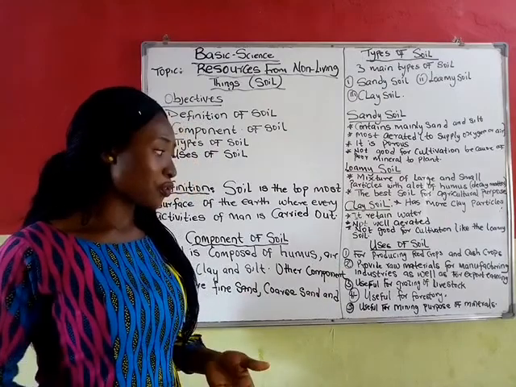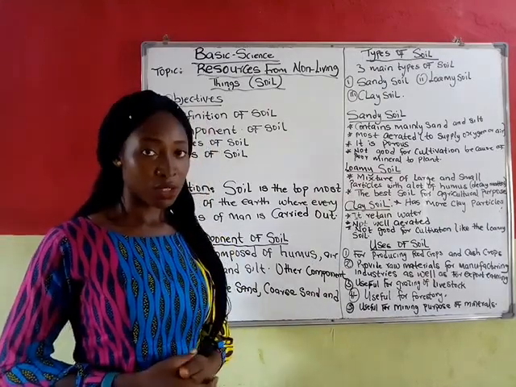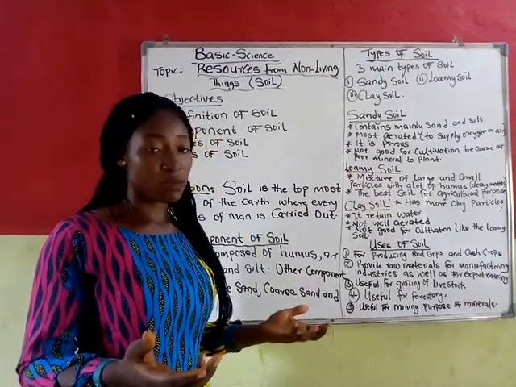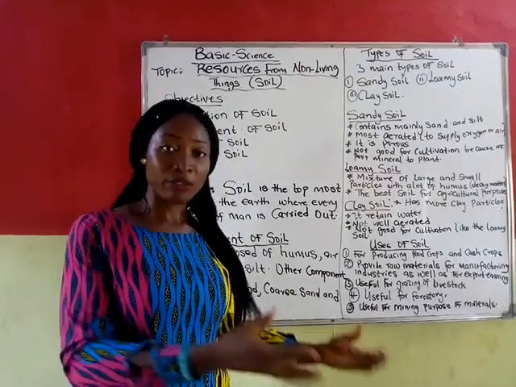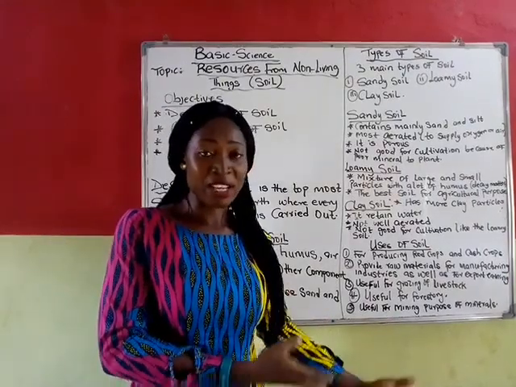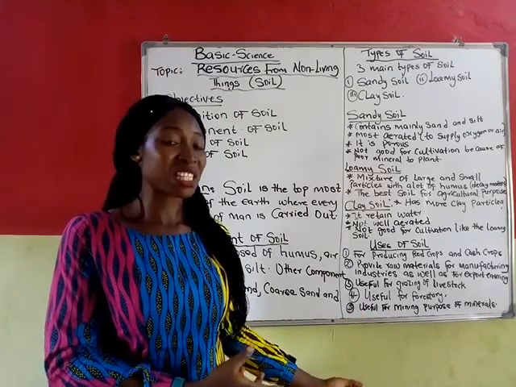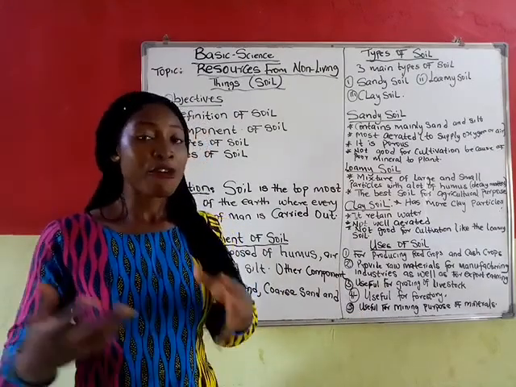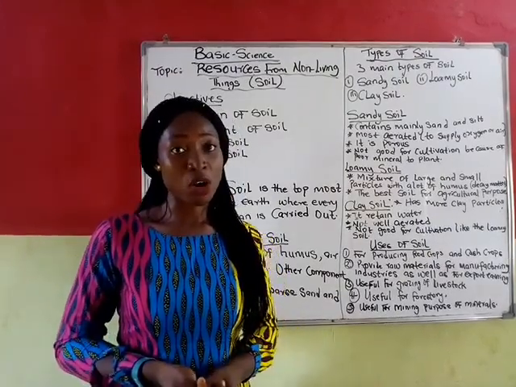Soil is also useful because it provides us with raw material for manufacturing industries. For example, for the garri industry, the raw material is the cassava. And where do you get the cassava from? From the soil where it is planted. The soil aids it to grow, and you're able to get the cassava, which is then processed into garri, fufu, or any other cassava produce you can imagine.